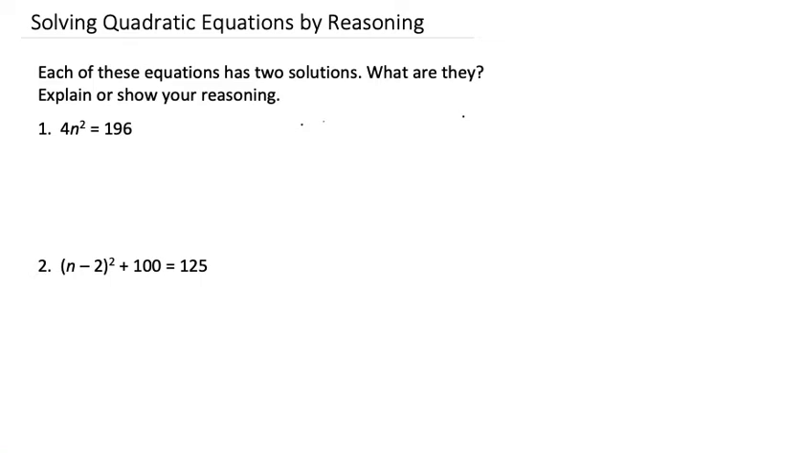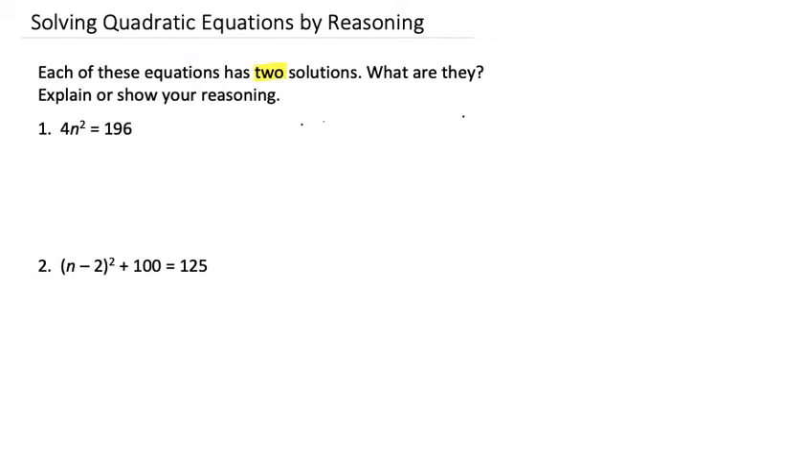In this video, we're going to solve quadratic equations by reasoning, which basically means that we're thinking or talking through how to find the answer. Each of these equations has two solutions. That's a key word, two solutions. What are they? Explain or show your reasoning.